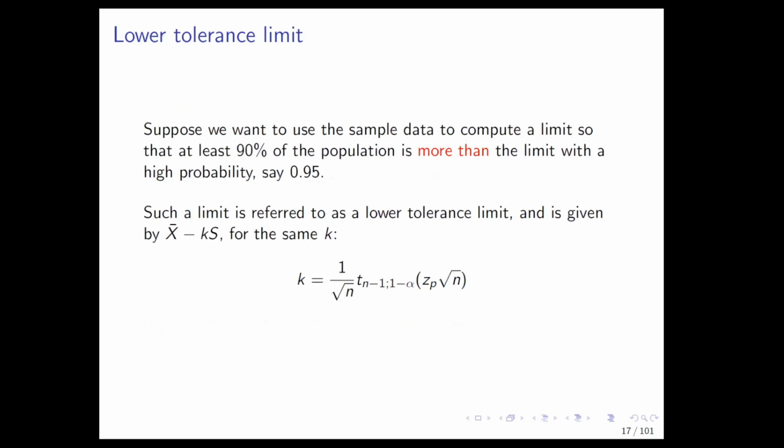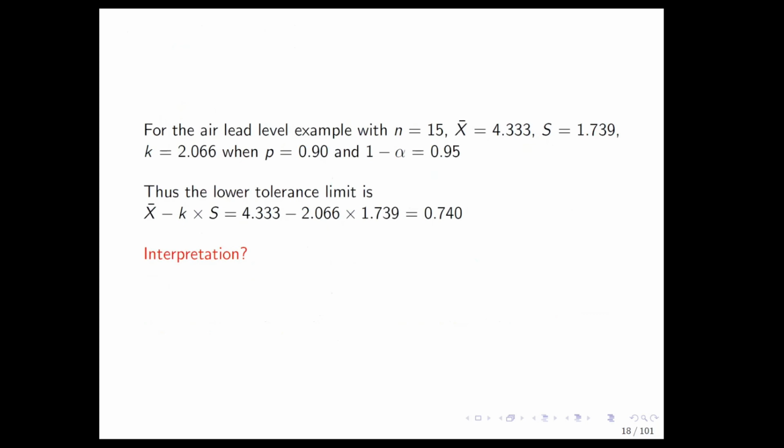Instead of x bar plus ks, it will be x bar minus ks for the same factor k. You can simplify, and the lower tolerance limit comes out to be 0.740. So in this application, the lower limit is not of much interest because when the air lead level is low, which is good, right? You don't want to put a limit on it. However, I did this just to illustrate the calculation.